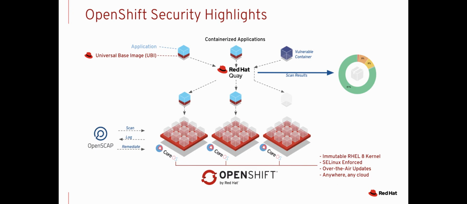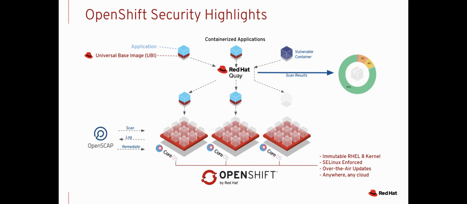OpenShift has numerous security benefits. Here are some of the highlights from the bottom up. First, OpenShift uses CoreOS by default, which has an immutable RHEL 8 kernel that enforces SE Linux. To help secure containerized workloads, Red Hat offers a universal base image, or container, to base your containers on. Specifically, it's an OCI-compliant secure foundation for your cloud-native microservices.